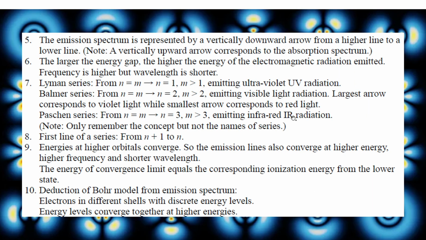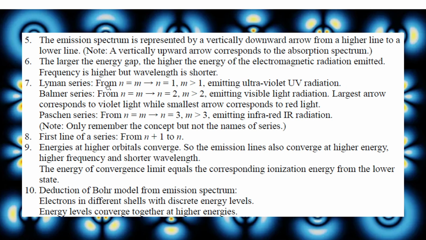And then lots of theory. We have a summary later. The emission spectrum is represented by a vertically downward arrow. Remember, releasing energy, falling down, is a downward arrow. And the larger the energy gap, the higher the energy, and the frequency is higher because the energy of the photon is hf. We'll learn how to calculate it later. So the wavelength is shorter. Remember, higher frequency, shorter wavelength.